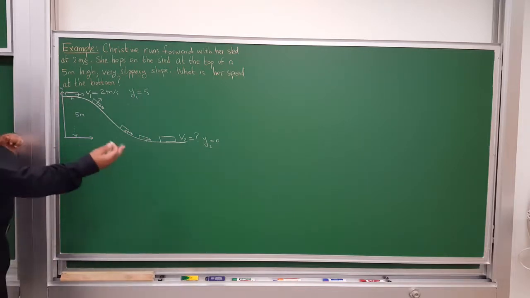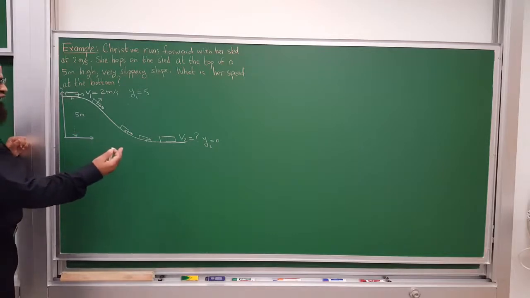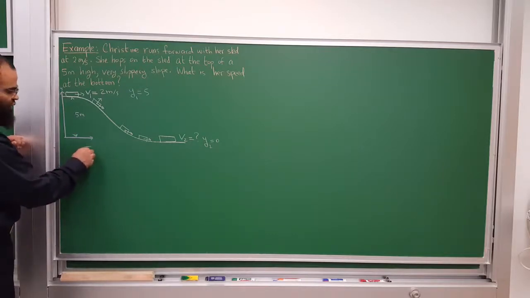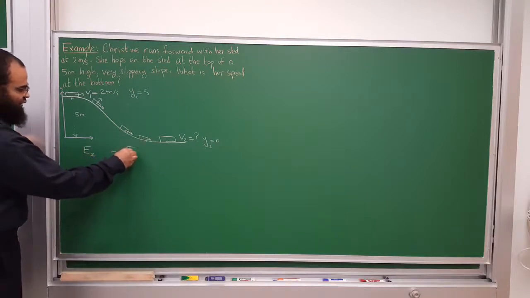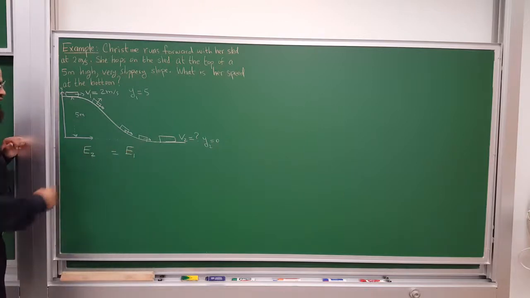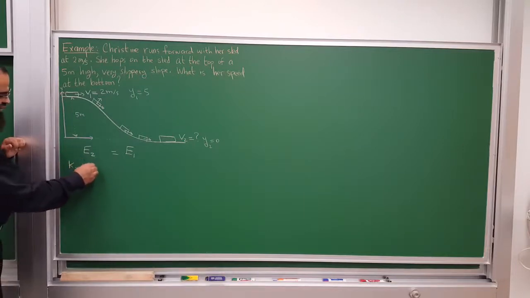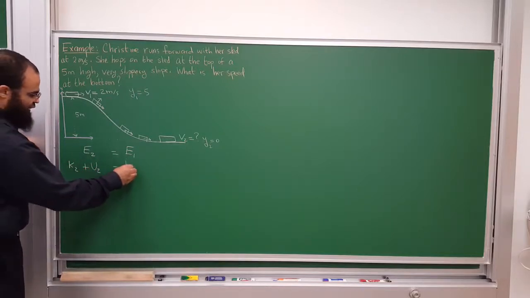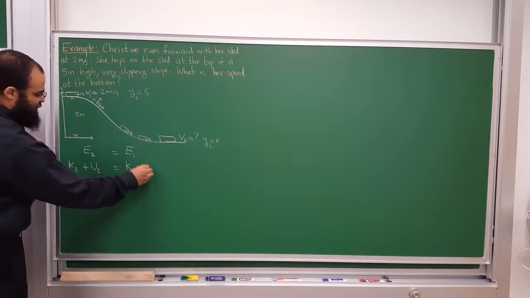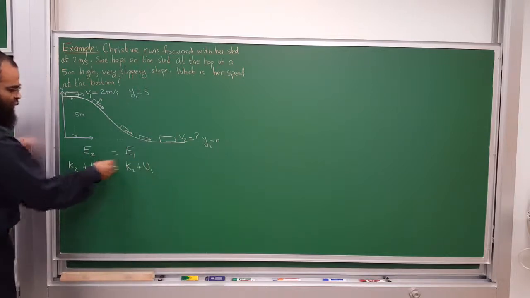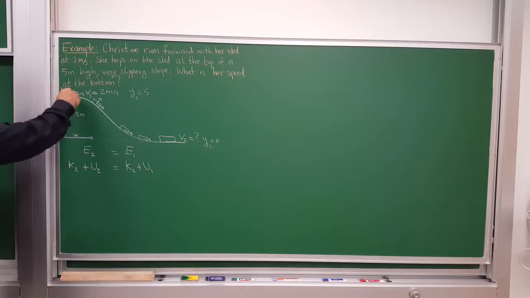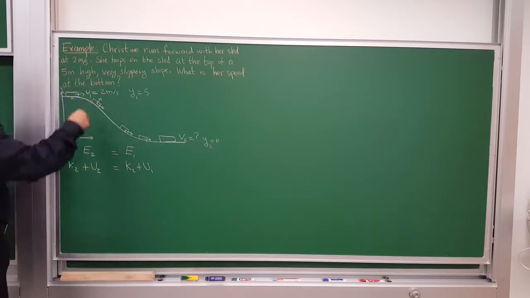So we say, all right, we only have conservative forces involved, and so the total mechanical energy at the end will equal the total mechanical energy at the beginning. I will start from the very first step. The mechanical energy, by definition, is the kinetic energy plus the potential energy. So it's the kinetic energy at the end plus the potential energy at the end, and that has to equal the kinetic energy at the beginning plus the potential energy at the beginning. And remember, where does the potential energy come from? It comes from the interaction of the sled plus Christine and Earth.